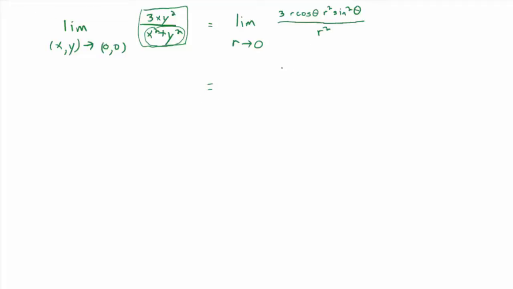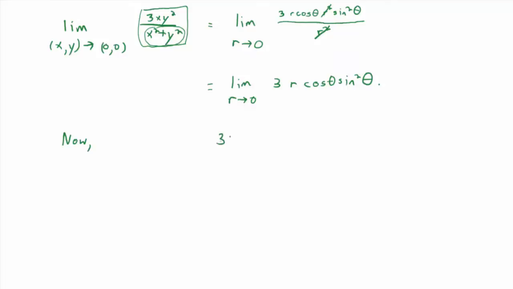What's going to go away here? Everything's factored, so I could just cross that out, right? So we get the limit as r goes to 0 of just 3r cosine theta sine squared theta. So if you believe that the original limit we're trying to look at is the same as that, then we're in business.